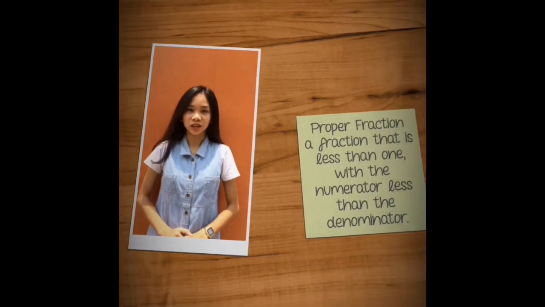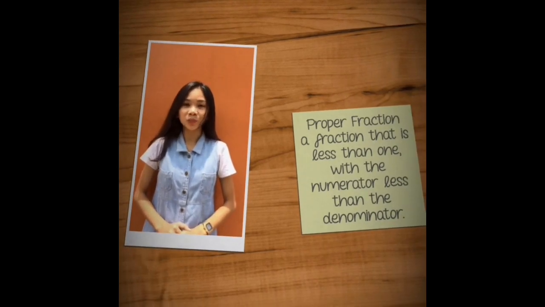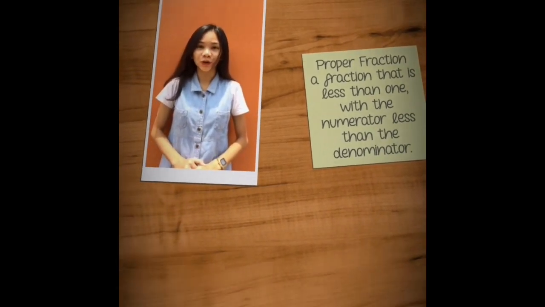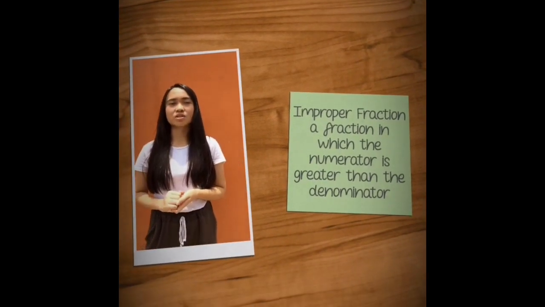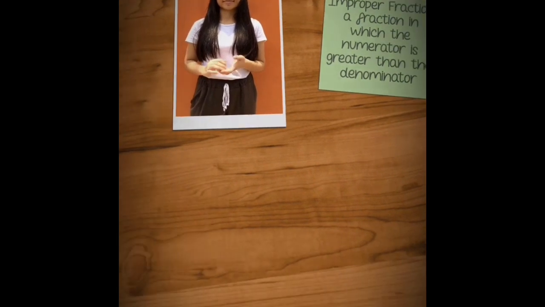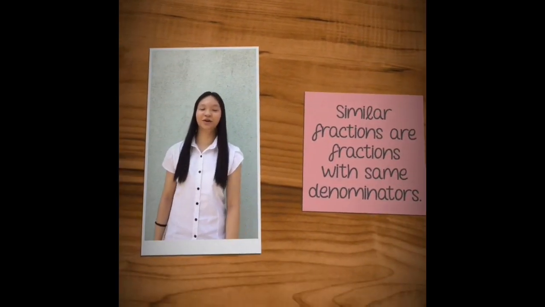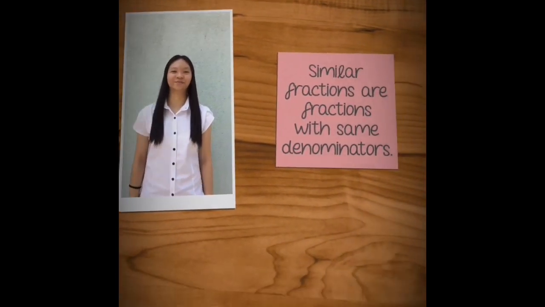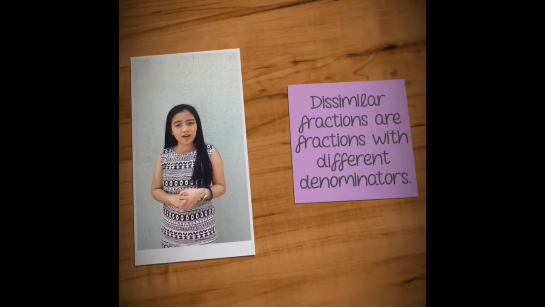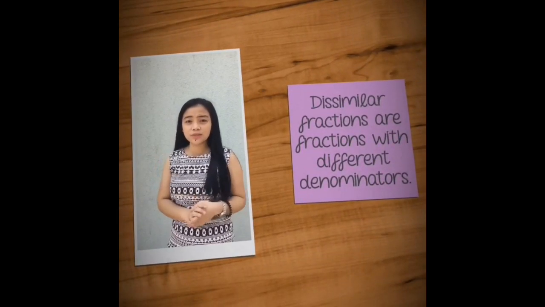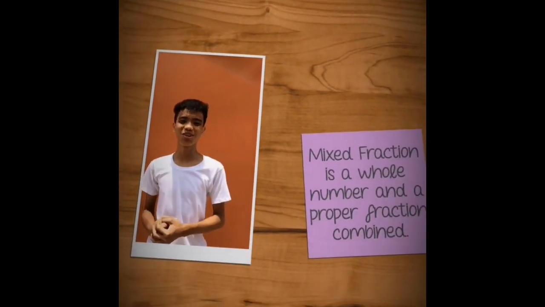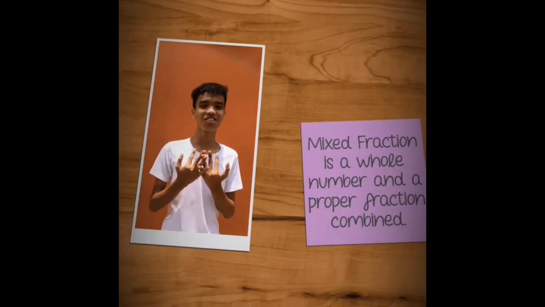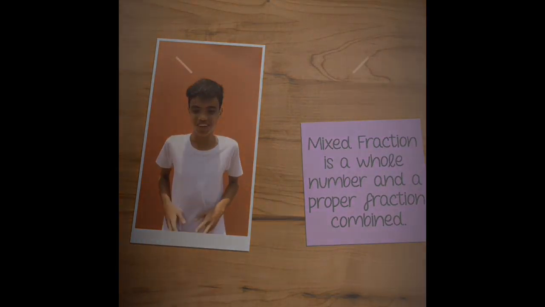A proper fraction is just a fraction where the numerator is less than the denominator. An improper fraction is a fraction in which the numerator is greater than the denominator. Similar fractions are fractions where the denominator is the same. So, what is a dissimilar fraction? In a dissimilar fraction, mostly, the denominators are not the same. Mixed numbers are a combination, or sum, of a whole number and a proper fraction.